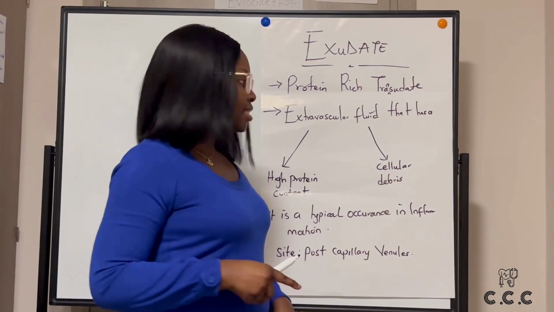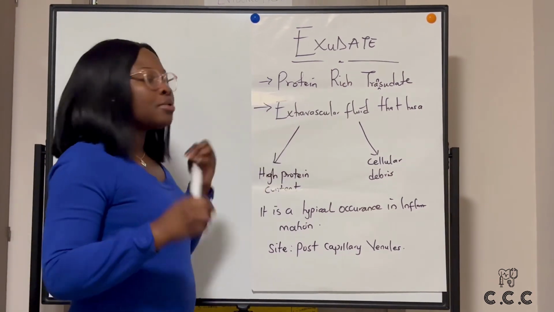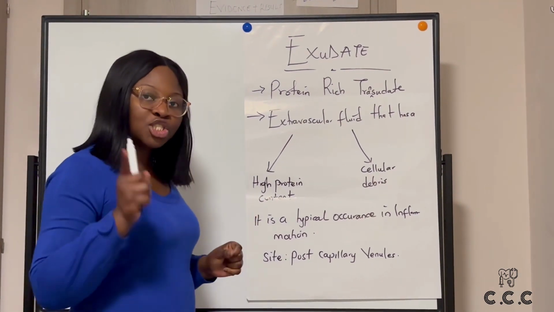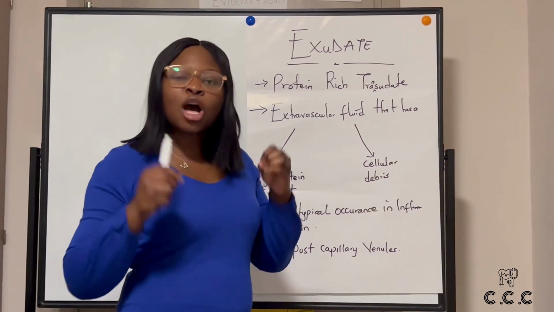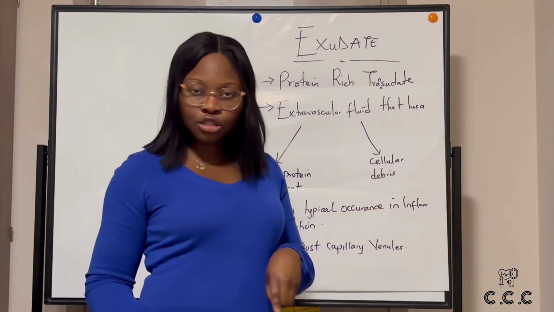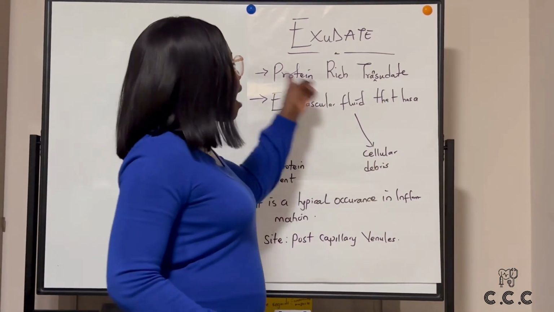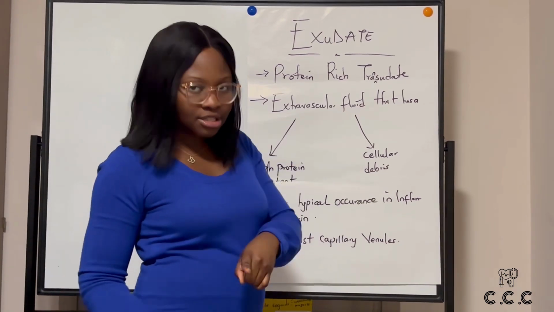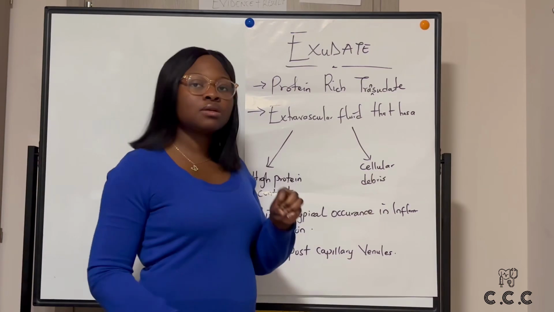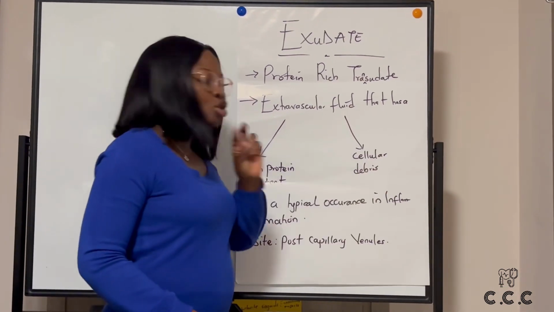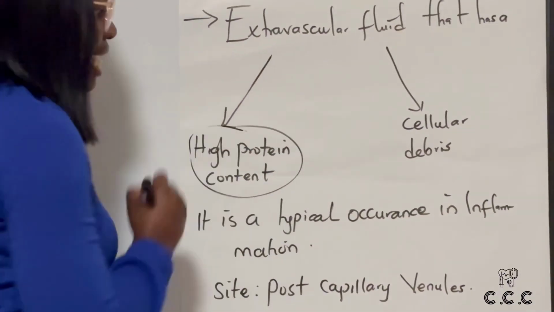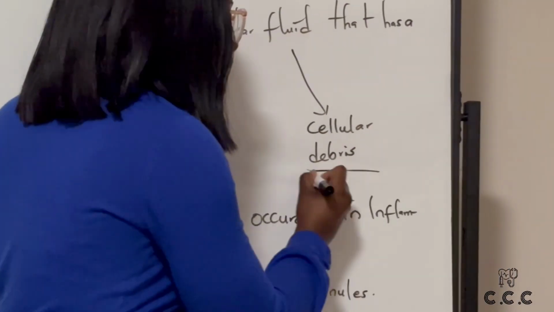What are exudates? Simply put, exudates are protein-rich transudate. Remember, in the previous video, we said that transudate is the ultrafiltrate of your blood plasma, and it is not typical of inflammation. So, exudates are protein-rich transudate. We can also define exudate as the extravascular fluid that has two major things. It has a high level of protein content, and it also has cellular debris.